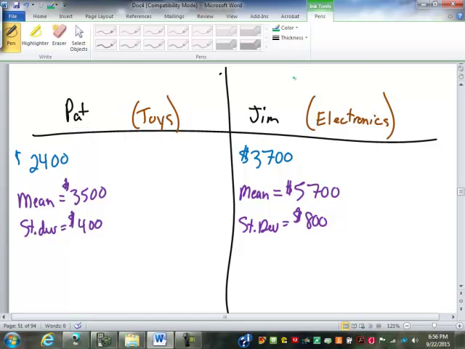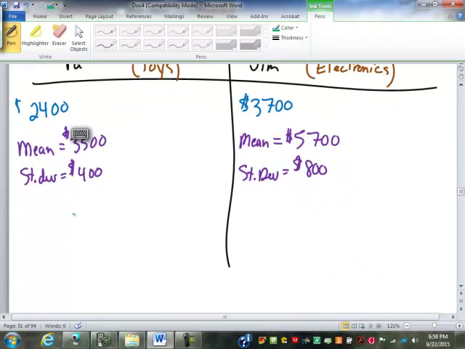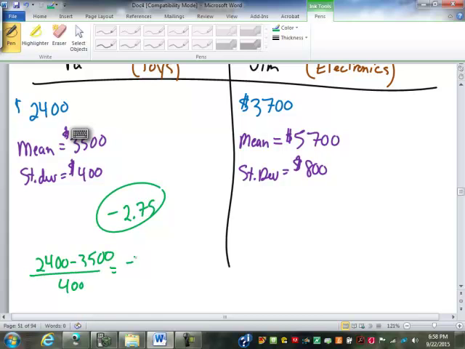In your notes, quick, determine for me which one did the worst job. Okay, so Z-scores. For Pat, what'd you get for Z-score? Everybody wants to be brave? Negative 2.75. Perfect. It's 2,400 minus 3,500 over 400. This is a negative 1,100 over 400, which is a negative 2.75.